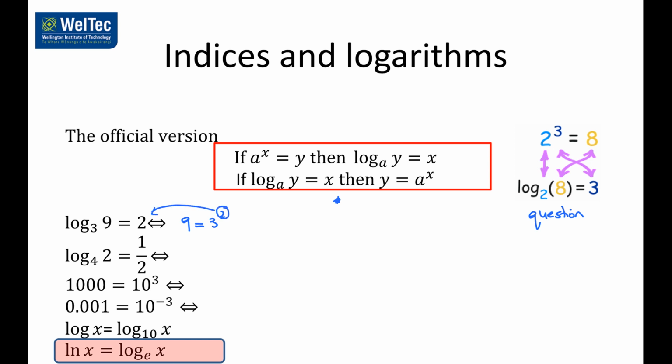Log to the base 4 of 2 is 1/2. That's true because 2 equals 4 to the power of 1/2. So it says what power of 4 is 2, and the answer is 1/2. 1,000 is 10 to the power of 3, so log to the base 10 of 1,000 must be 3. What power of 10 is 1,000? The answer is 3. Similarly, 0.001 is equal to 10 to the -3, so log to the base 10 of 0.001 equals -3.